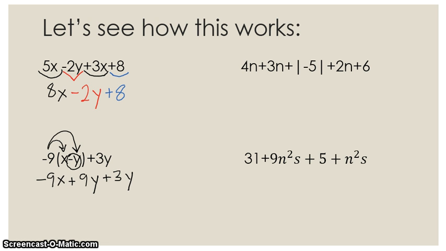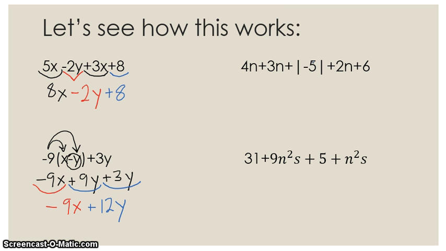Now I can go ahead and see what matches. Negative 9x is just by itself because there is no other x's in the problem. And then I have positive 9y and positive 3y that match because they have y's. So my negative 9x will stay the same. And then my positive 9 and positive 3, I can combine them to get a positive 12. And then the y will come along.